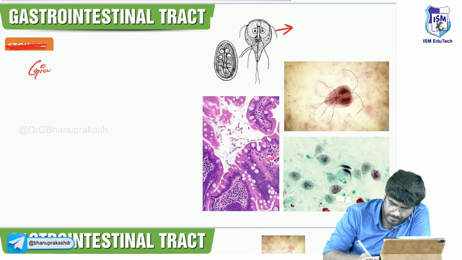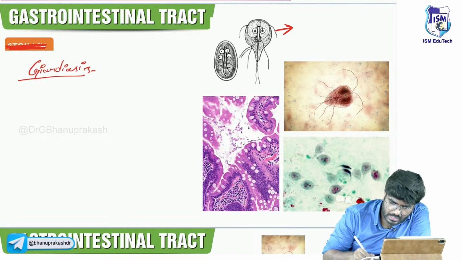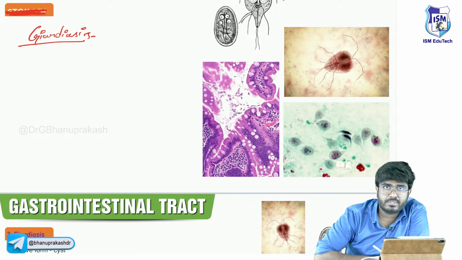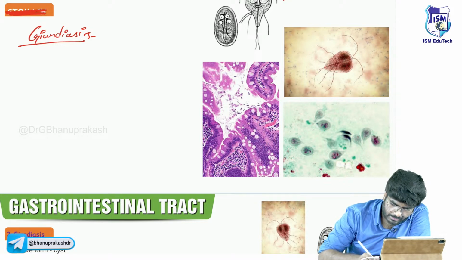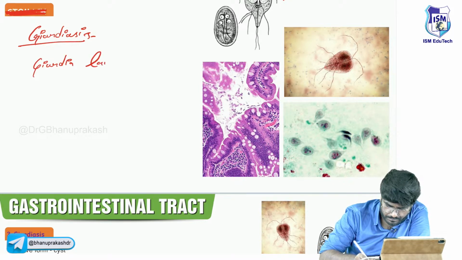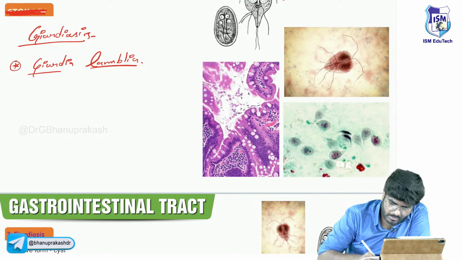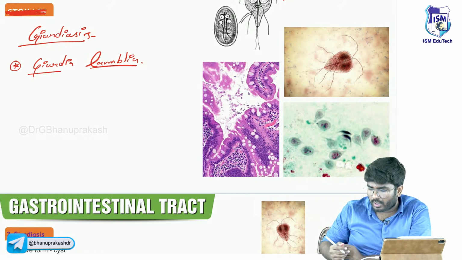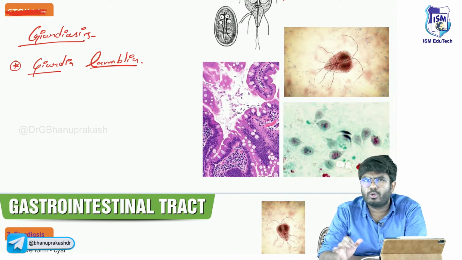Giardiasis. Okay, Giardiasis. And what is the causative organism? The causative organism is going to be Giardia lamblia. Okay, Giardia lamblia. Now, some important points about Giardia lamblia I want you to know, very important for your exam. Some important points from the microbiology also.